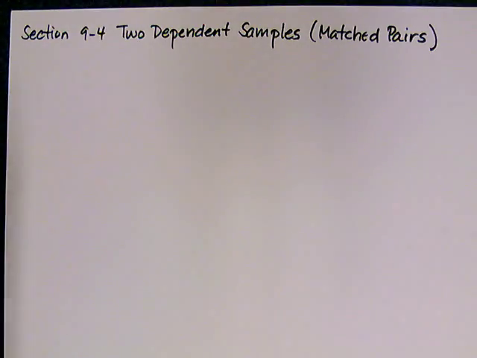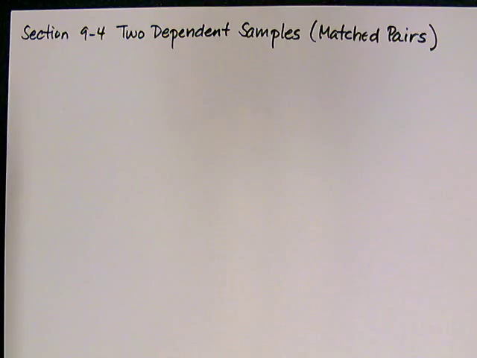Okay, in this video we're going to be looking at two dependent samples, and this time we're going to be looking at matched pairs. So here we're going to be testing the claim, or methods for hypothesis testing and constructing confidence intervals that involve the mean and differences of the values from two dependent populations.